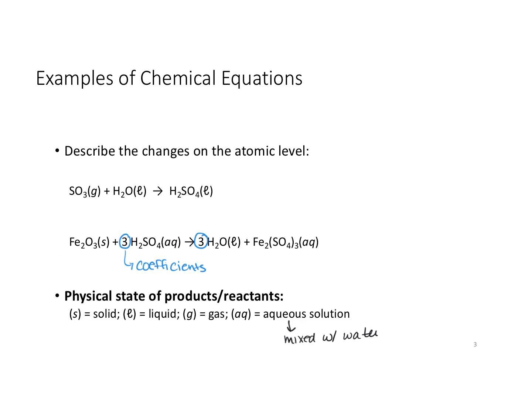So the way we would read this is we would say one molecule of iron oxide reacts with 3 molecules of sulfuric acid, and it forms 3 molecules of water and 1 molecule of iron sulfate. And so this just tells us the number of molecules.